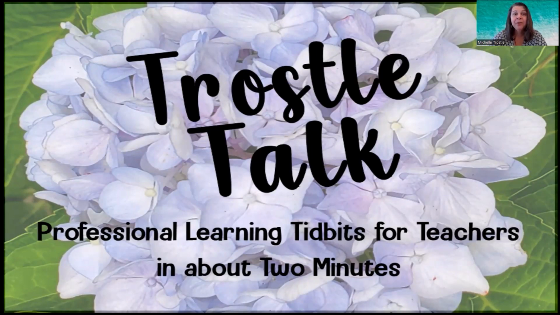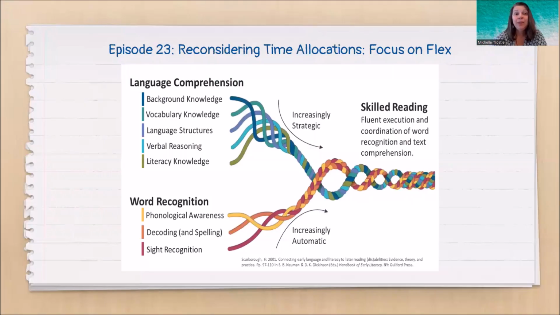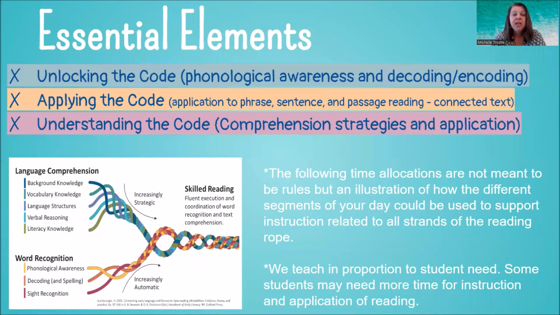I am Michelle Trostle, and this is episode 23, Reconsidering Time Allocations, a Focus on Flex. As always, we're going to ground our thinking in the reading rope. We're going to be thinking about how we support students in word recognition skills and in language comprehension strategies so that they can get to skilled reading.